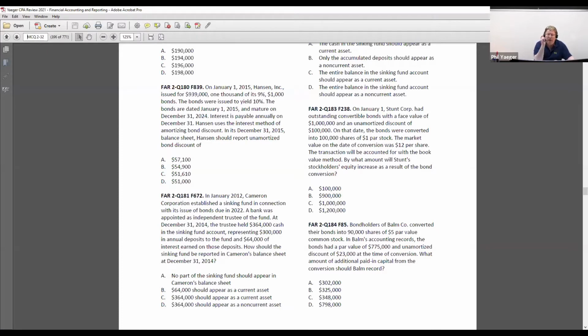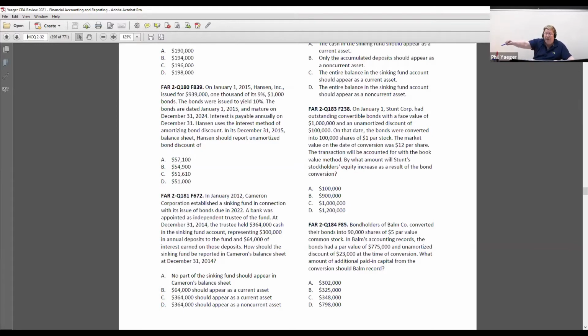Now we have an unamortized discount of 100,000 on the date of conversion. We got to get rid of all of that discount, right? So what are we going to do? Debit or credit the 100,000? Credit the unamortized discount of 100,000. So therefore, the book value of the bonds is how much? 900,000, isn't it? Isn't that the carrying value?